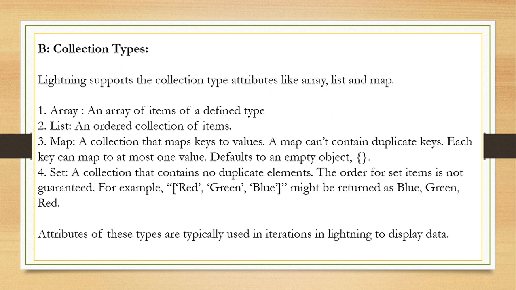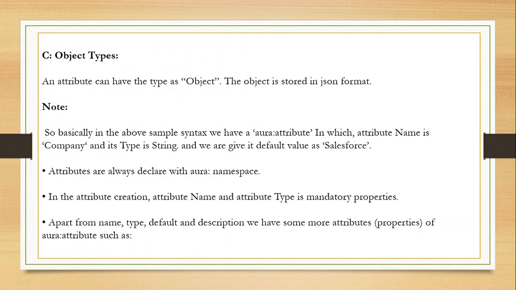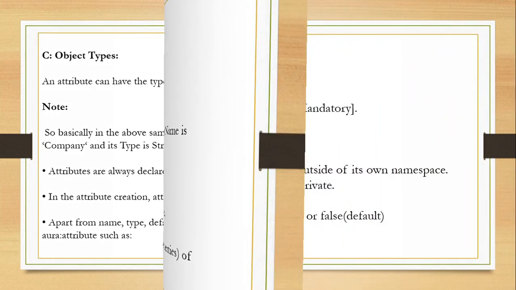Collection types are list, array, map, and set. Object types, like an object, can pass the data. Attributes are always declared with a namespace, like v.